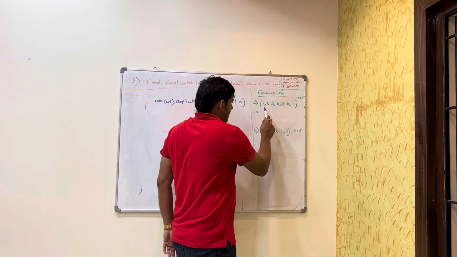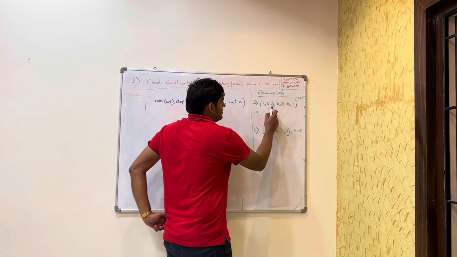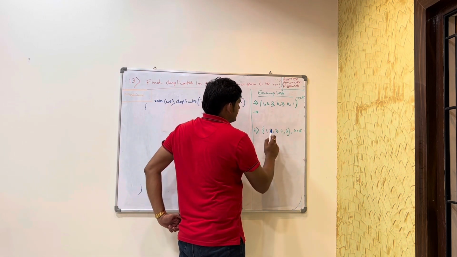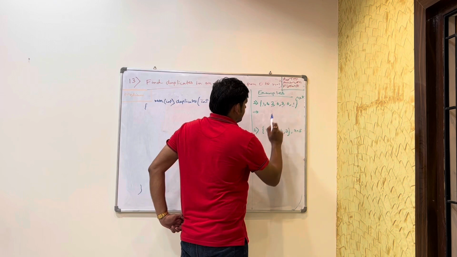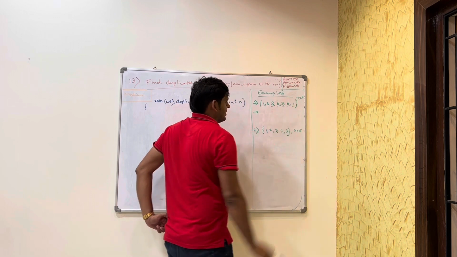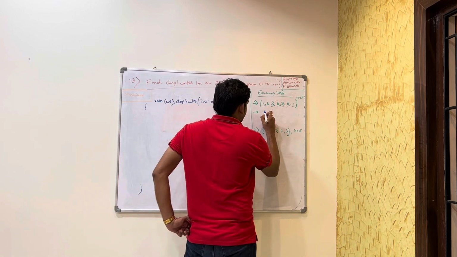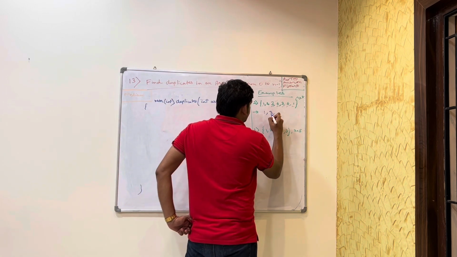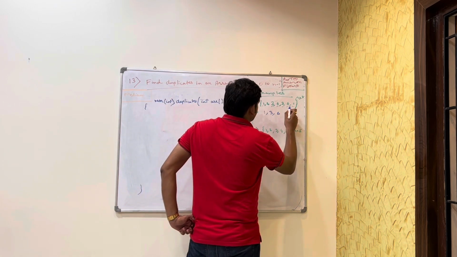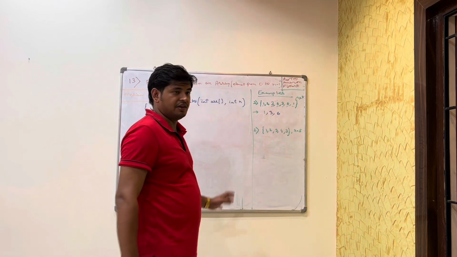So here as you can see the element 3 has come twice, 1 has come twice and 6 has also been repeated. So what would be the answer of this question? We will be returning 1, 3 and 6. These are the three elements that have been repeated.